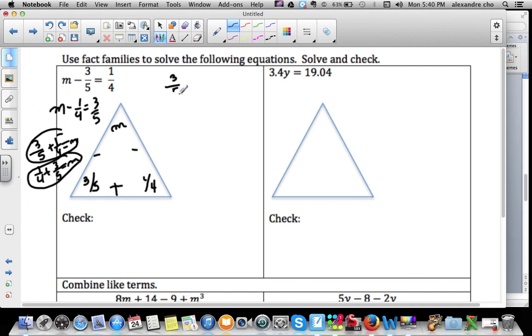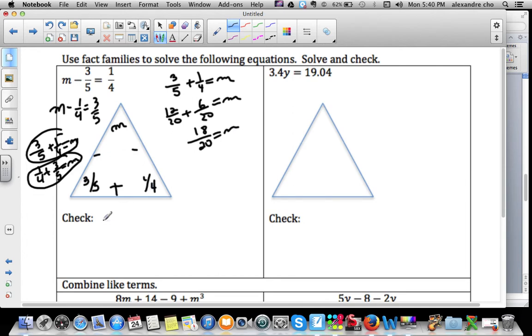So we get 3/5 plus 1/4 equals M, and the LCM is 20. This would be a 12, this would be a 5, equals M. And the value of our M is 17/20. Okay? Let's do a check to make sure our answer makes sense.